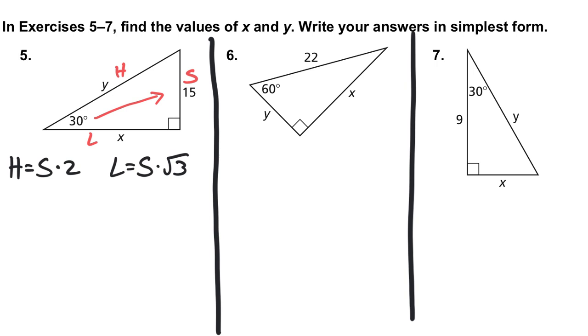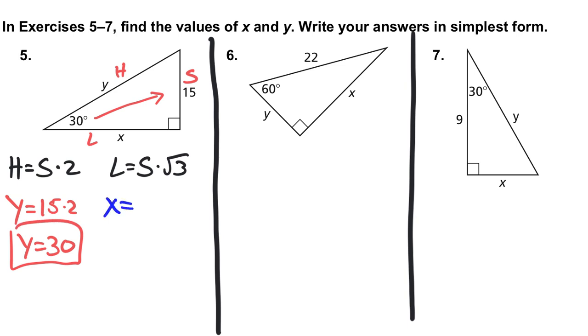So let's look at my first equation here. Hypotenuse equals the smaller leg times 2. My hypotenuse here is my y. My smaller leg is the 15. I'm going to keep the times 2, so y is simply just 30. Let's look at the longer leg. The longer leg is x. My smaller side is 15. Keep that square root of 3. It just so happens 15 times square root of 3 is 15 square root 3.